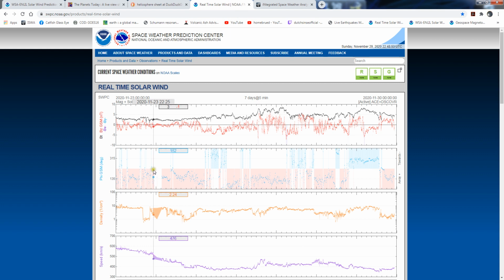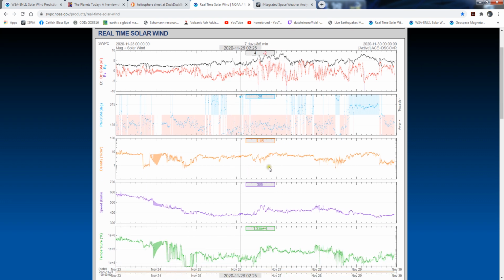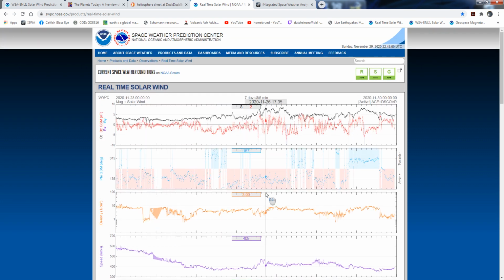Now, how Earth's magnetic field connects to that heliosphere sheet, if my understanding is right, is the phi angle here at SWPC. The red side will be the bottom half of the sheet, and then this would be the top half of the sheet. So that's what the phi angle is to me. I may be wrong, but that's just my understanding of it.